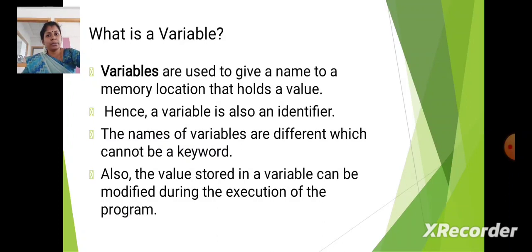Then next we are going to see about variables. What is a variable? Variables are used to give a name to a memory location that holds a value. Hence, a variable is also an identifier. The names of variables are different; they cannot be keywords. Also, the value stored in a variable can be modified during the execution of the program.